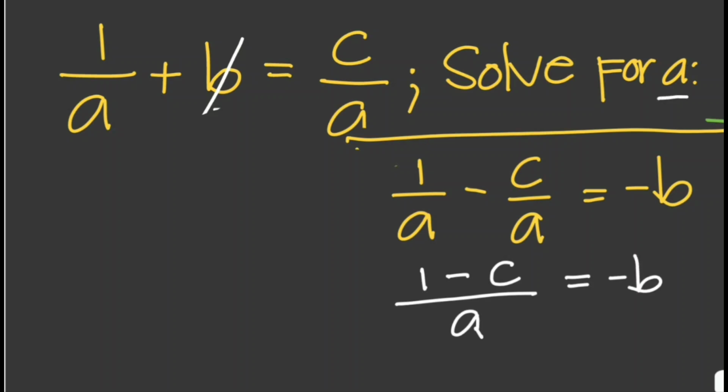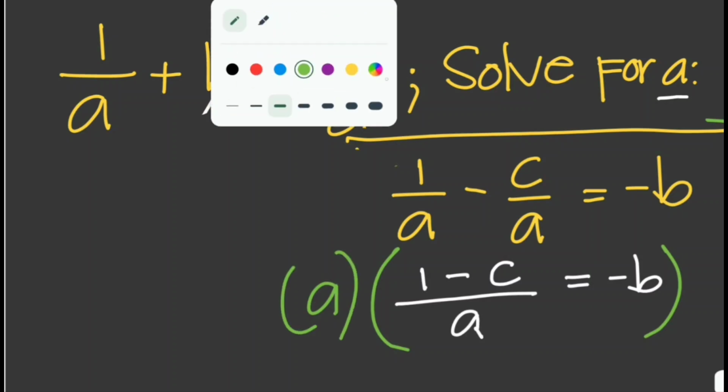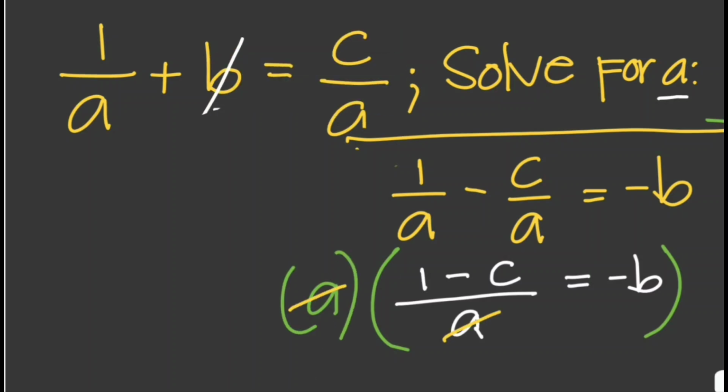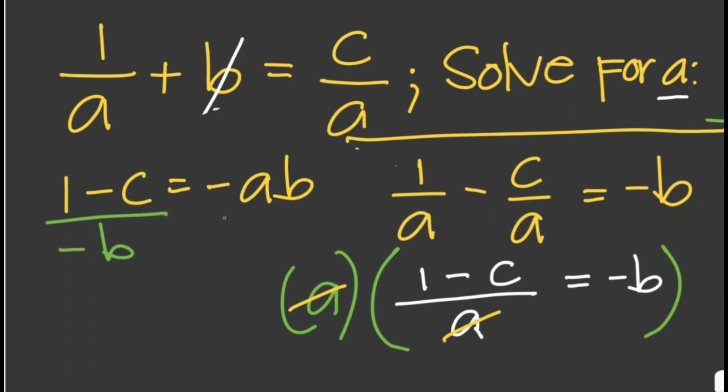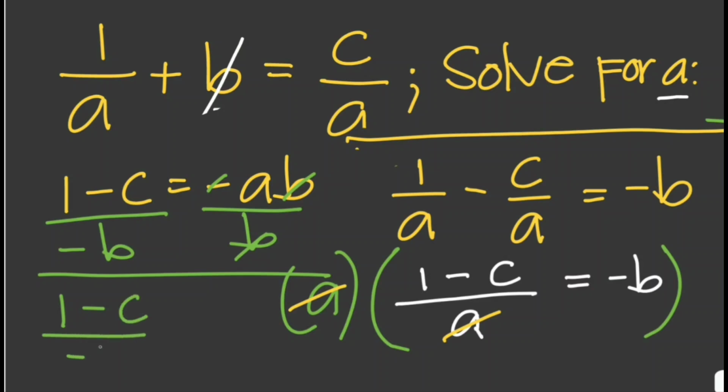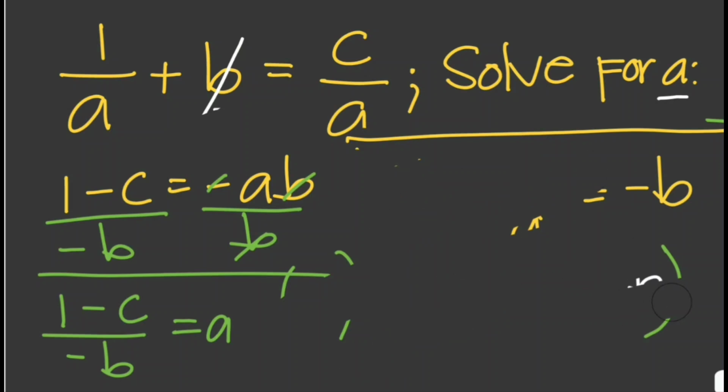Now we are asked to solve for a. So we need to get rid of the a that is on the left. So we just multiply both sides by a. This cancels out. So then we have 1 minus c equals negative a times b. And then we divide both sides by negative b, to get rid of the negative b here. Then we have 1 minus c over negative b equals a. So that is now the value for a.